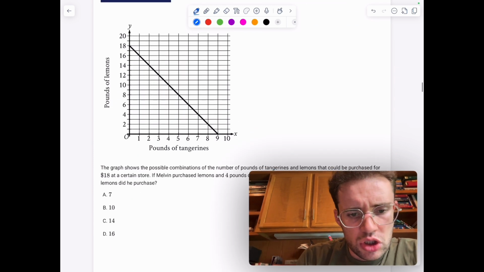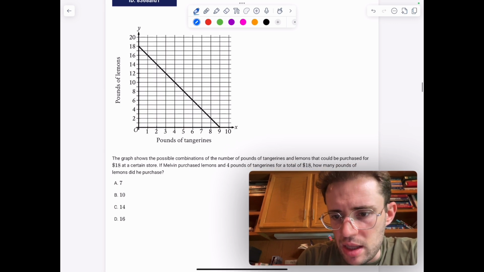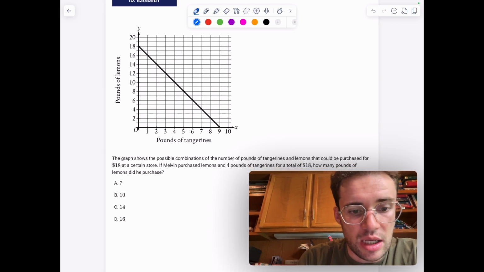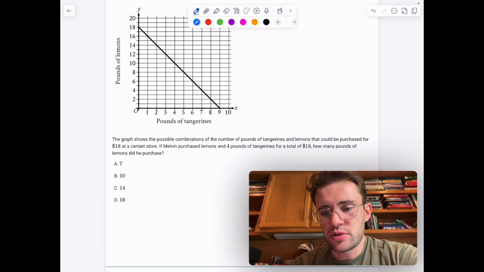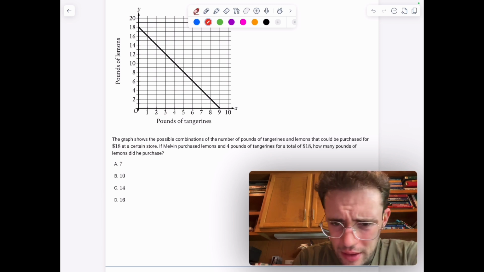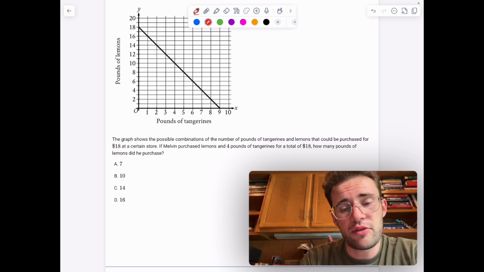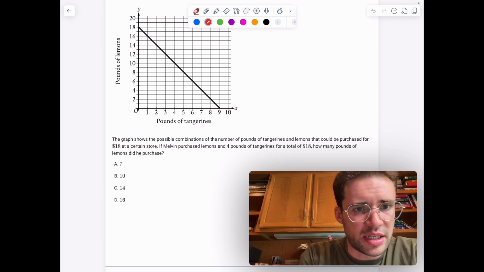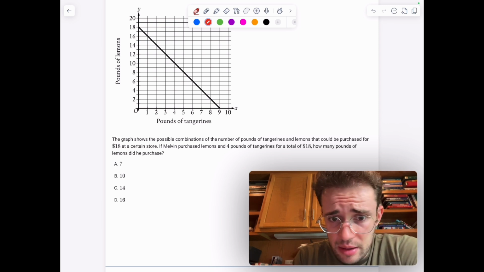Here, the graph shows the possible combinations of the number of pounds of tangerines and lemons that could be purchased for $18 at a certain store. If Melvin purchased lemons and 4 pounds of tangerines for a total of $18, how many pounds of lemons did he purchase? I mean, this one, you don't even have to write out an equation for it. You could write an equation from the graph, and that would work. You just use 18 as your y-intercept, and you can figure out the slope based on some points on here. But I'm just going to plug it in and see the point on the graph.